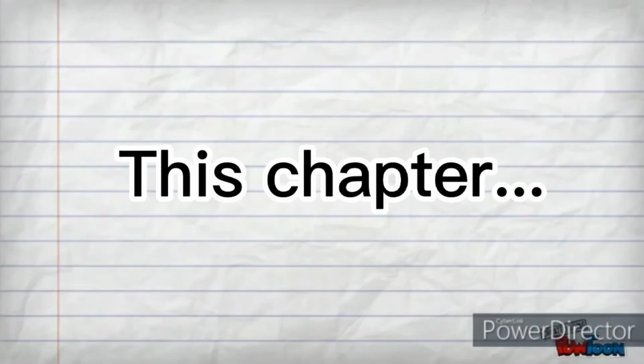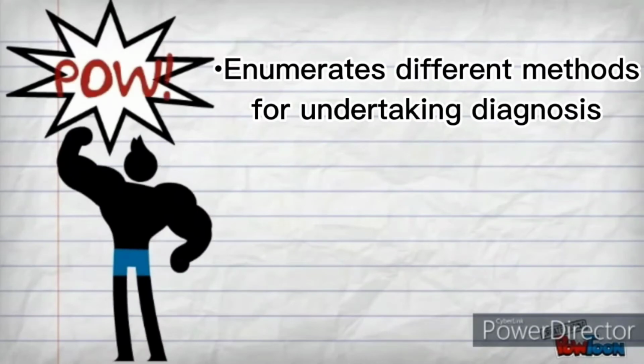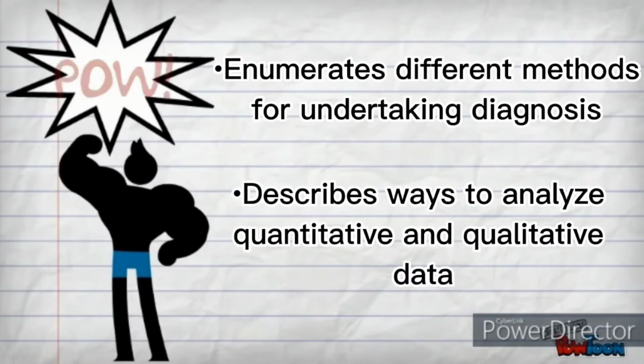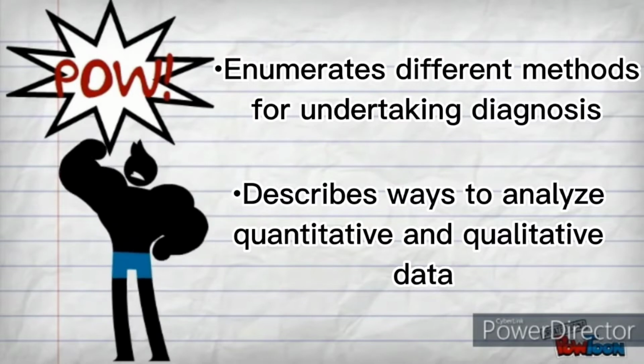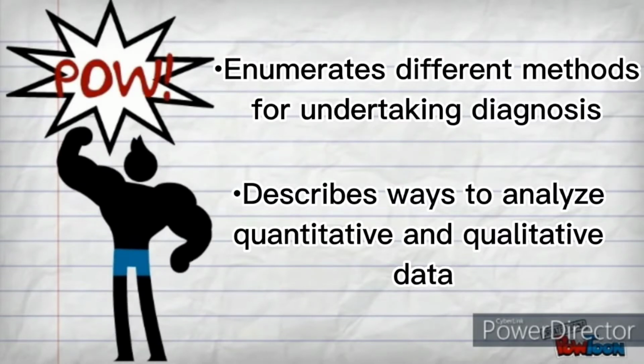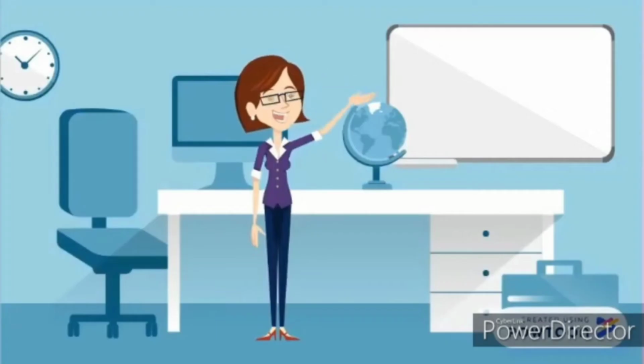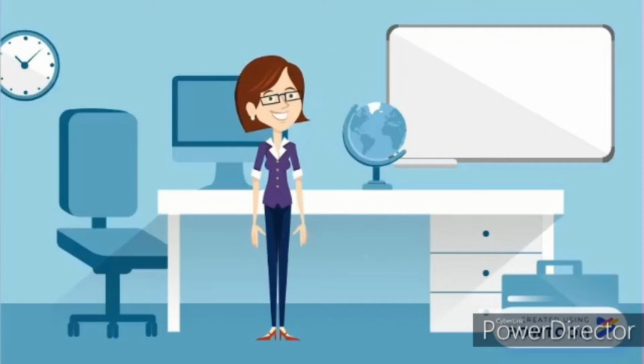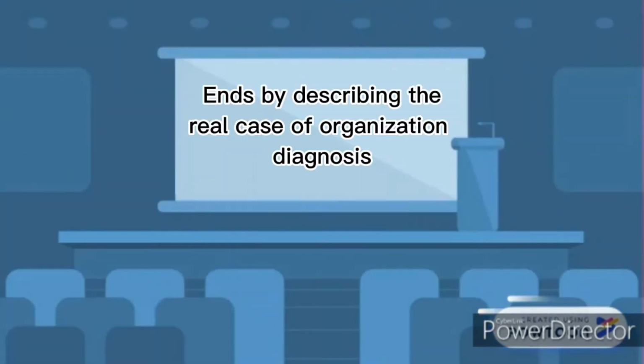This chapter also enumerates the different methods for undertaking diagnosis, describes ways to analyze quantitative and qualitative data, as well as identifies the factors that may influence the diagnosis process. The chapter also provides key points for communicating the results of the diagnosis, and then ends by describing a real case of organization diagnosis conducted by a local company.